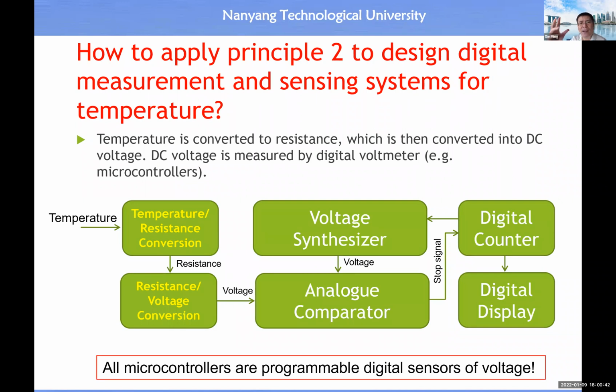And then how about principle 2? Principle 2 is to convert temperature into resistance, then convert resistance into voltage, then we measure the voltage. All right, so in this case, we have 2 modules, external to the microcontroller. The first module does the conversion from temperature to resistance. The second module does the conversion from resistance to voltage, right?